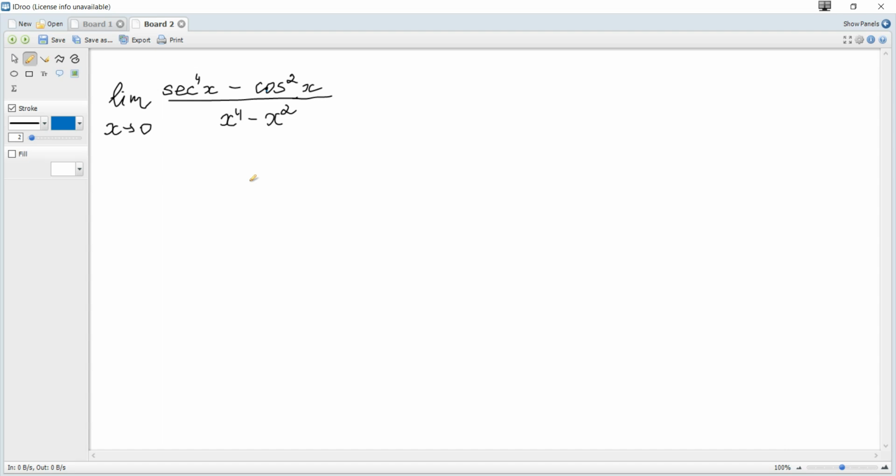Use L'Hopital's rule to find the next limit. L'Hopital's rule says that when the limit is 0 over 0, such a limit is equal to the limit of the derivative of the numerator divided by the derivative of the denominator.